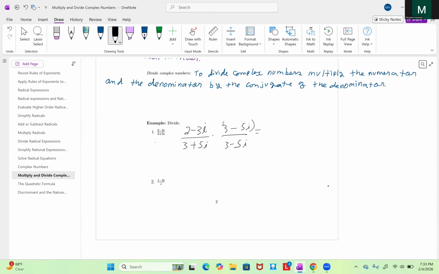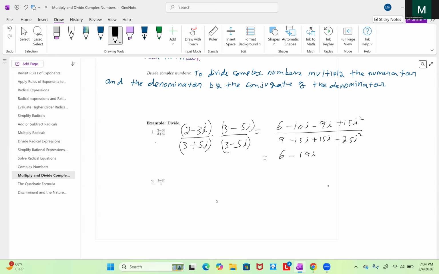We FOIL. This is equal to 6 minus 10i minus 9i plus 15i squared over, the denominator is 9 minus 15i plus 15i minus 25i squared. This is equal to 6 minus 19i.